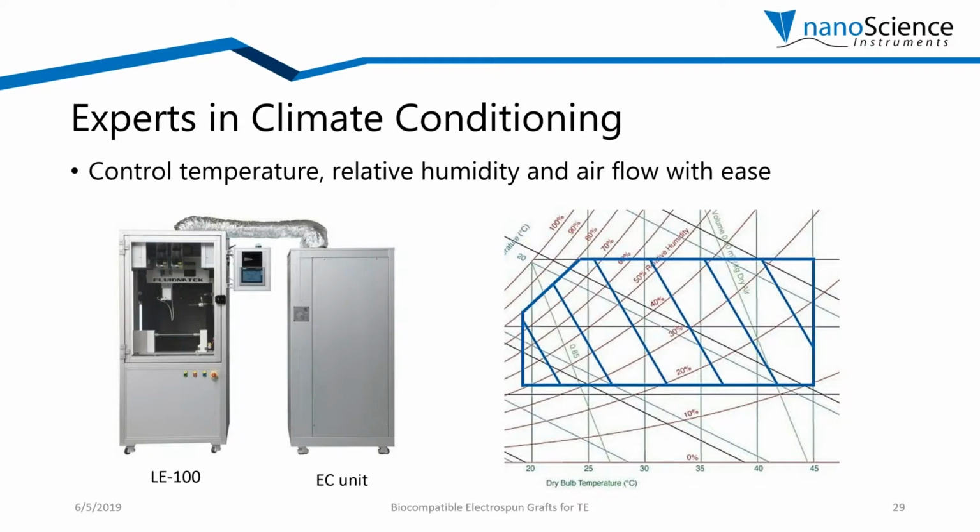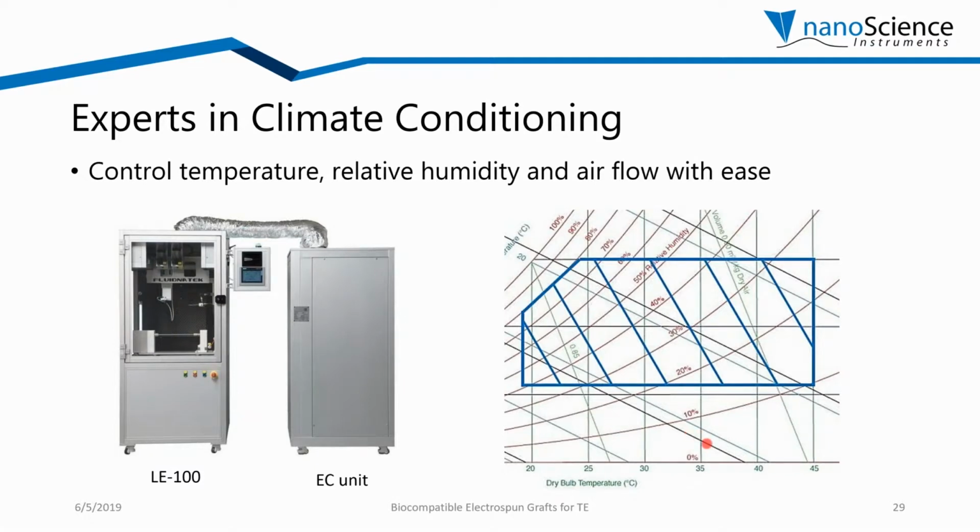This first image is showing our LE100 unit with climate conditioning and how they are attached between each other. All the air is conditioned in the environmental control unit, and then it goes through this flexible duct inside the LE100, and then they communicate between each other, maintaining all the processing conditions really tight over time.